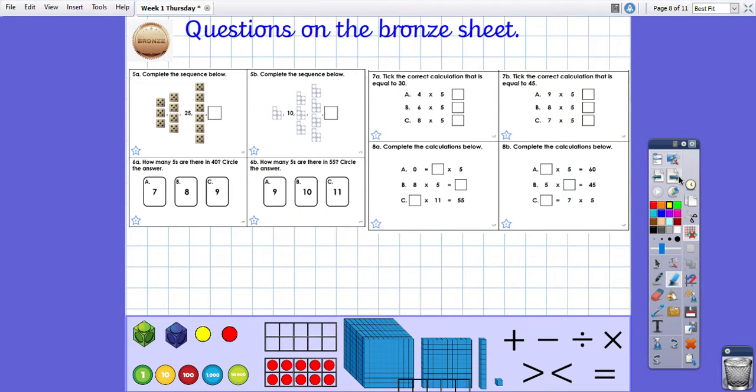Okay, bronze today. On the bronze sheet, you've got to complete the sequence. So you've got dice and numbers and Numicon and numbers, which makes it a bit tricky, but I'm sure you can do it. You need to circle how many 5s there are in 40 and how many 5s there are in 55. So you need to know your 5 times table really well. You need to tick the calculation that is correct, and then you need to fill in the missing numbers for the calculations in the 5 times table.